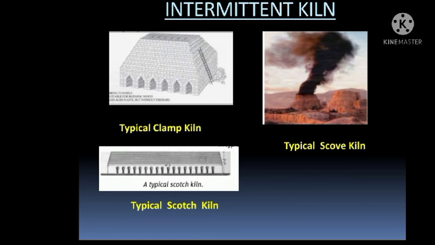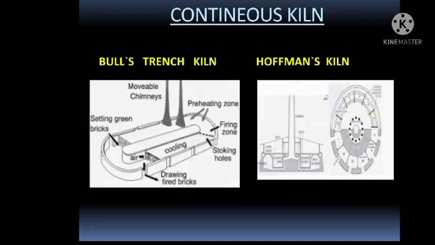You can see three types of intermittent kiln: typical clamp kiln, typical sol kiln and typical Scotch kiln. In the next slide, continuous kilns: Bull's trench kiln and Hoffman's kiln. You can see these two types of kilns in this picture.